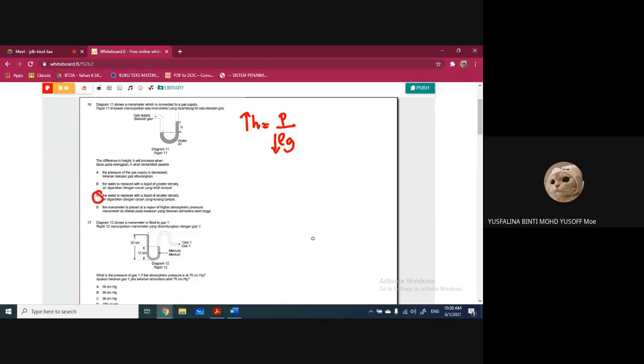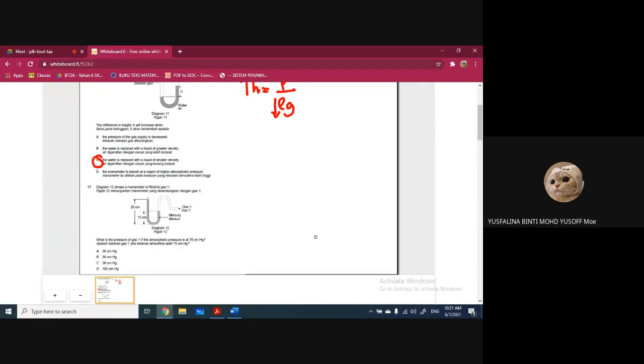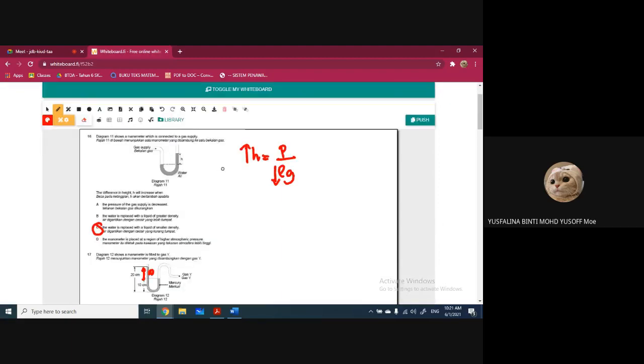Okay, for number 17, diagram 12 shows a manometer fitted to gas Y. What is the pressure of gas Y if the atmospheric pressure is 76 cmHg? The difference between these two heights is 10 cm, so 76 plus 10, because the pressure of the gas is higher than the pressure of the atmosphere. So number 17 is B. Alright, next one.